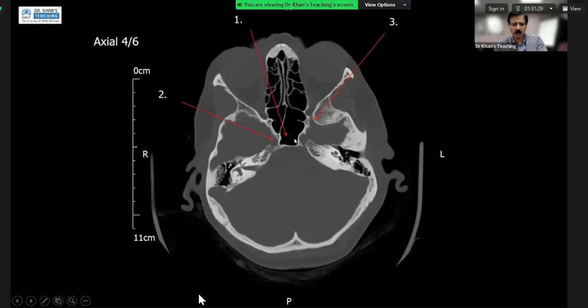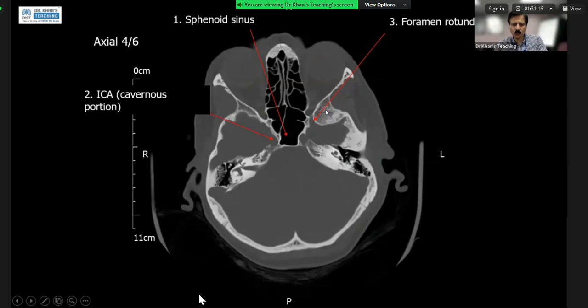Number 3, please. Number 3. Excellent. So this is rotundum, and again, this is the other side. The patient is slightly tilted, and this happens in the real world also. So the right and left will not be symmetrical. And so the key point is that this is lateral to the sphenoid sinus.